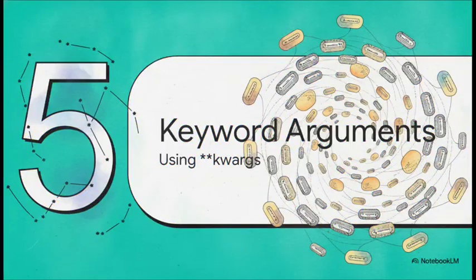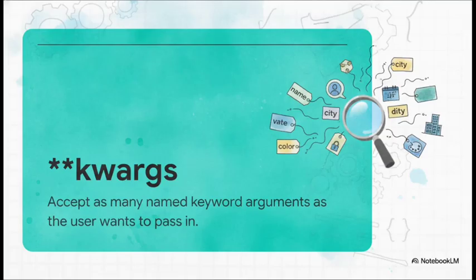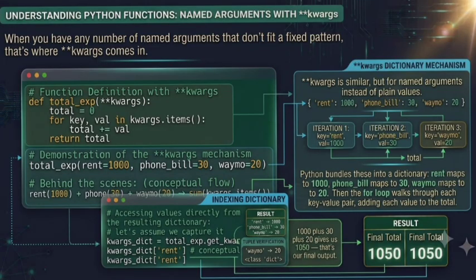Section 5. Keyword arguments with double star kwargs. So star args gives you infinite positional inputs, but what if those inputs need labels? Well, that brings us to the next level of ultimate flexibility. The absolute crucial point of differentiation here is that double star kwargs is very similar in spirit to star args, but it's specifically designed to accept named arguments instead of just plain sequential values. You're going to want to use this when the label of the data is just as important as the data itself. In our total_exp function, taking double star kwargs, because these inputs have names, Python doesn't bundle them into a tuple this time. Nope, it bundles them into a dictionary.